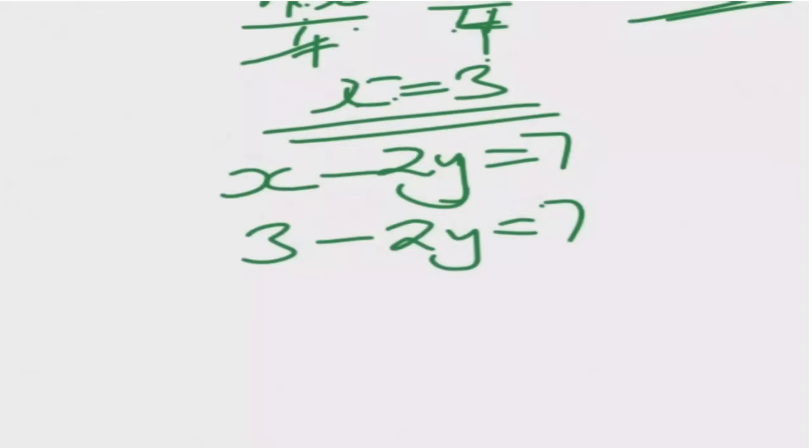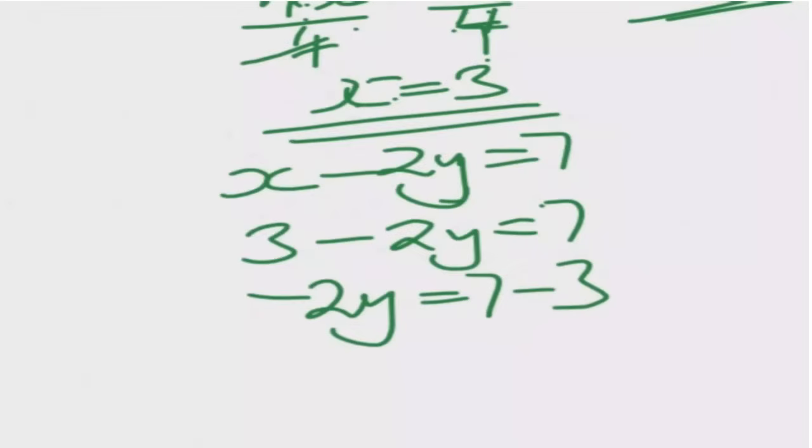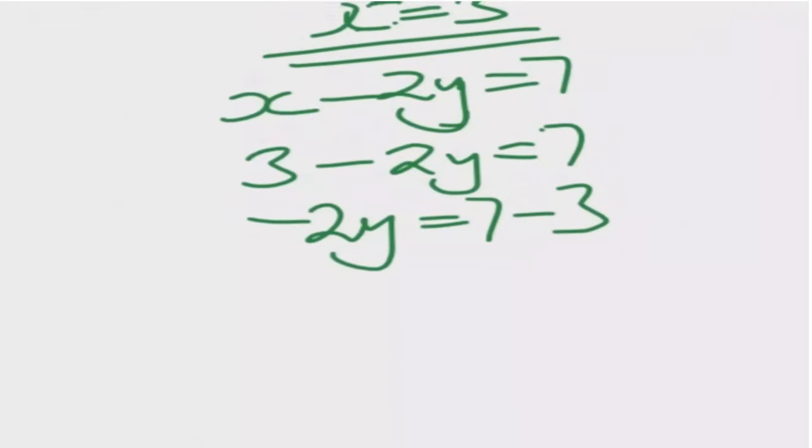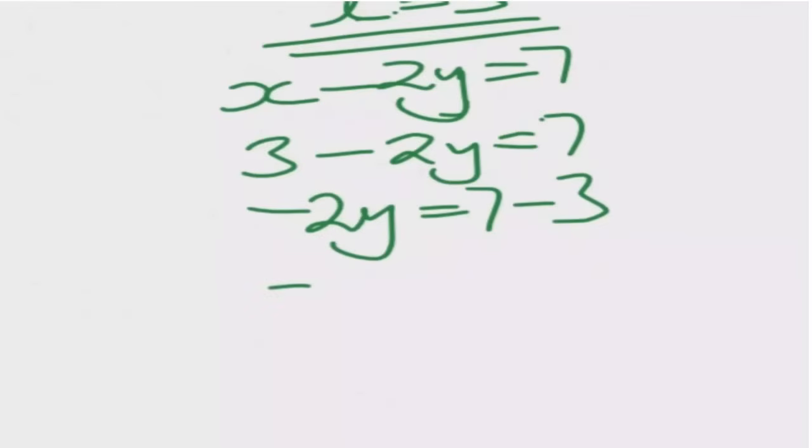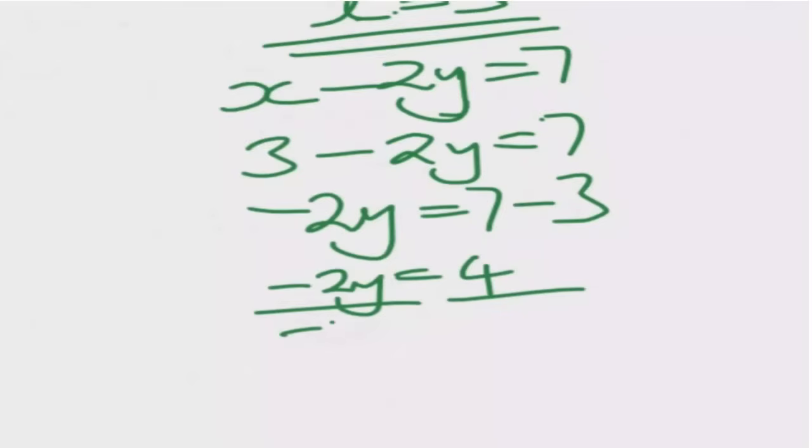So we put like terms together. That means we have negative 2y is equal to 7, then 3 will cross the equal sign and become negative 3. So negative 2y is equal to 7 minus 3, which is 4. Then we want to remain with y on one side of the equal sign, which means we need to get rid of negative 2. So we are going to divide both sides by negative 2.